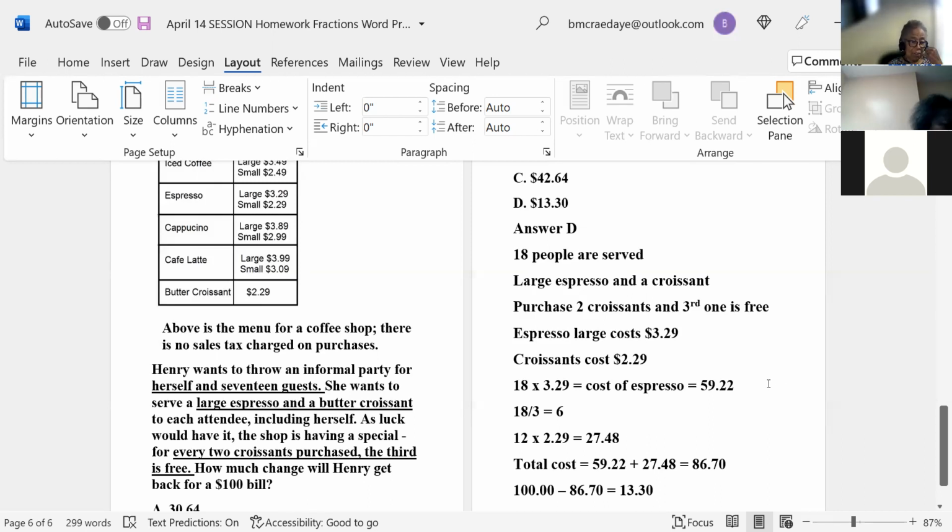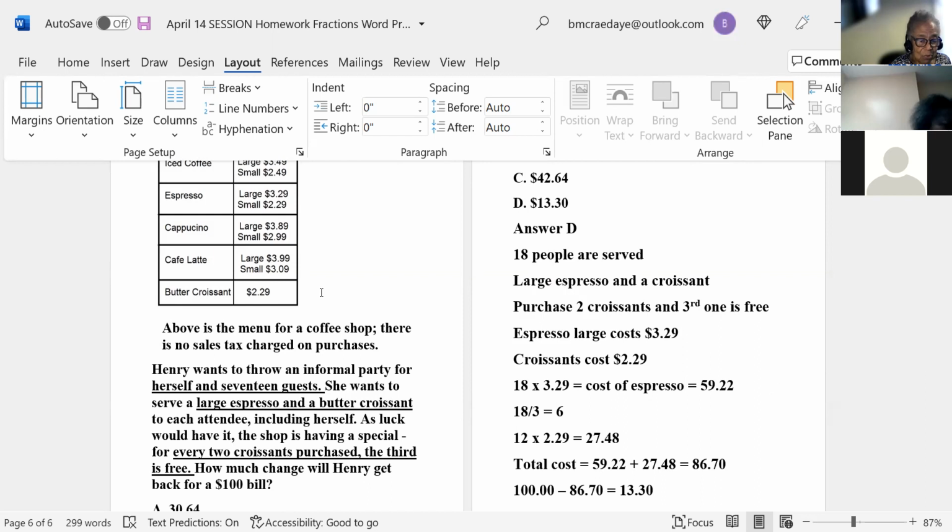$15.22. But now for the croissants, you can't take the $2.29 because you're getting a discount. For every 2, you get a third one. So if you take the 18 number of people divided by 3 equals 6. So you can just say I need 6 sets of 2 croissants, and 6 times 2 is 12. So you need 12 croissants to get 6 free ones, right? And that gives you a total of 18.